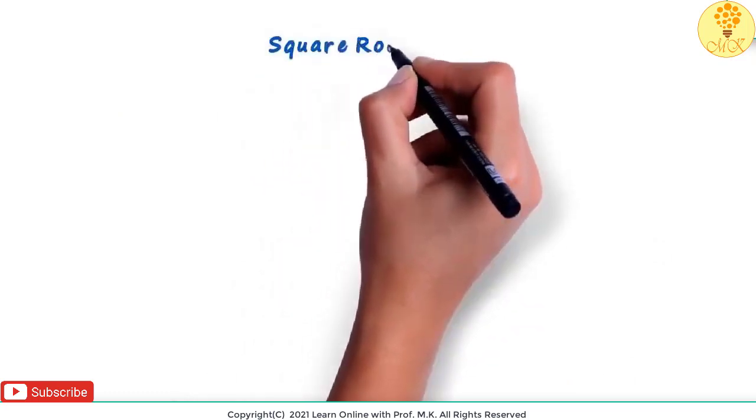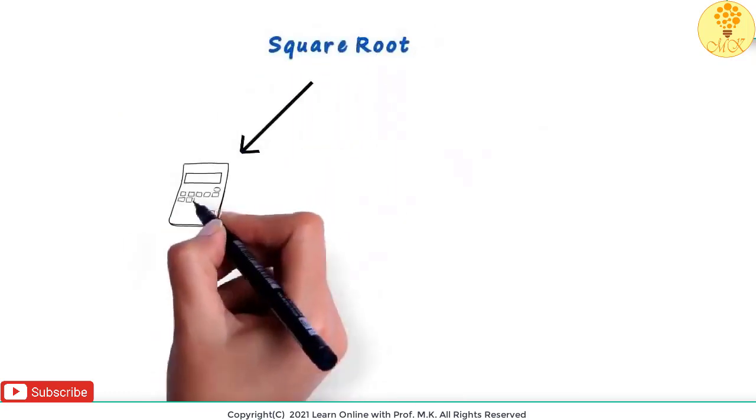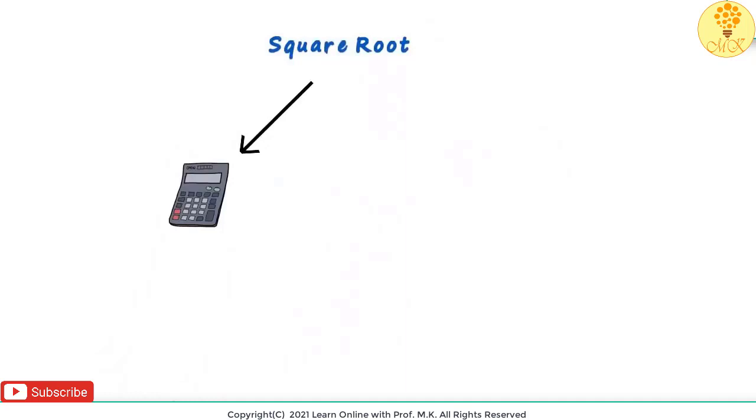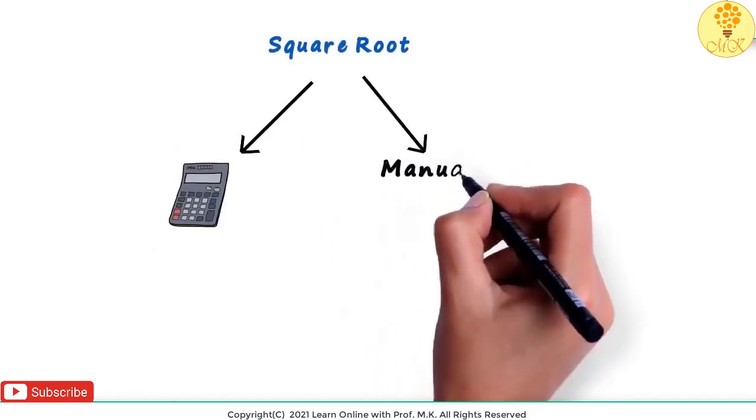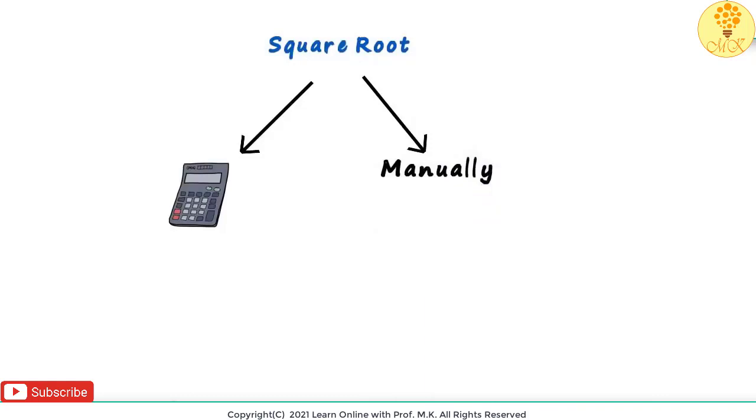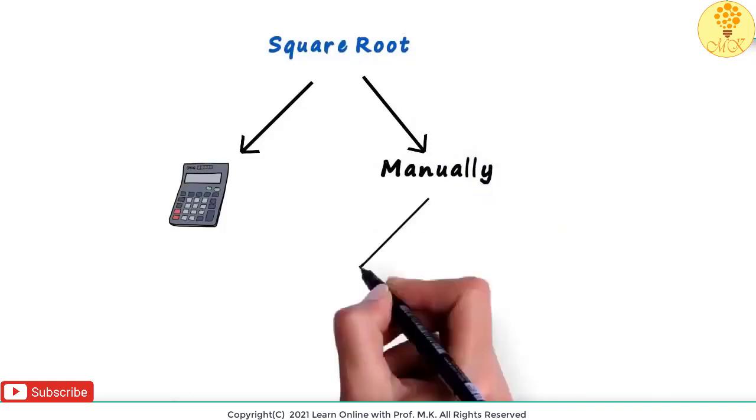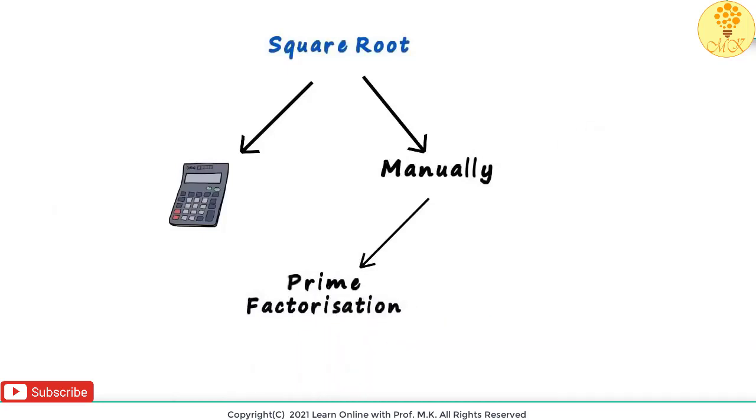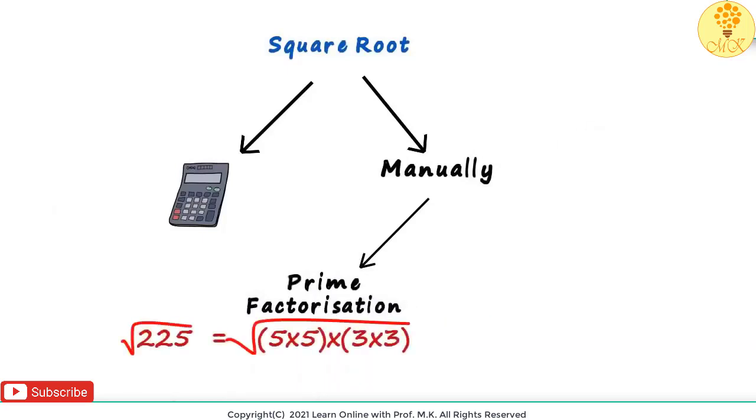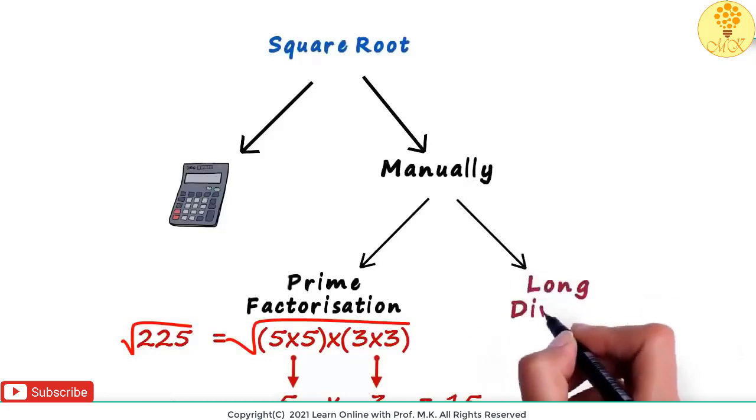There are two ways to solve for the square root of a number. We can either use a calculator, of course, everybody would love to use this option, and the other way is to solve it manually. Manually too, we can solve it in two different ways. One, by using the prime factorization method, which we have already seen. We split the number to its prime factors and then choose one number from each pair. The other method, which we will look at in this video, is called the long division method.